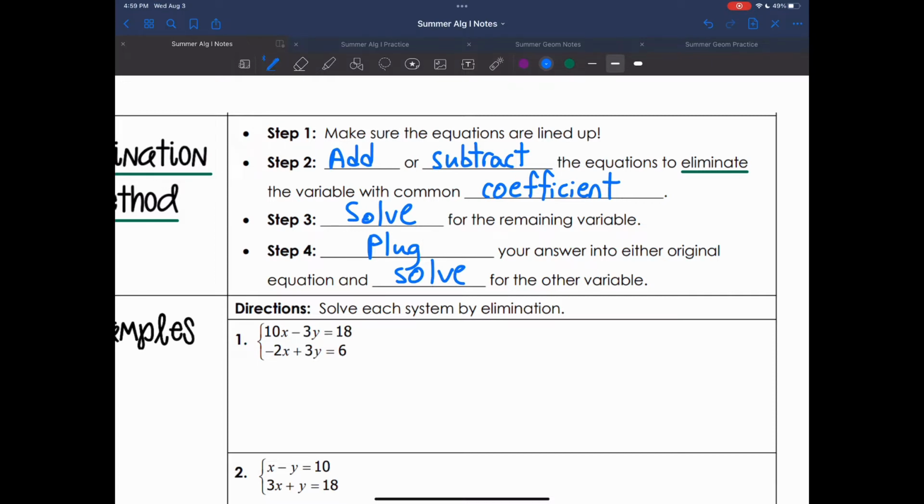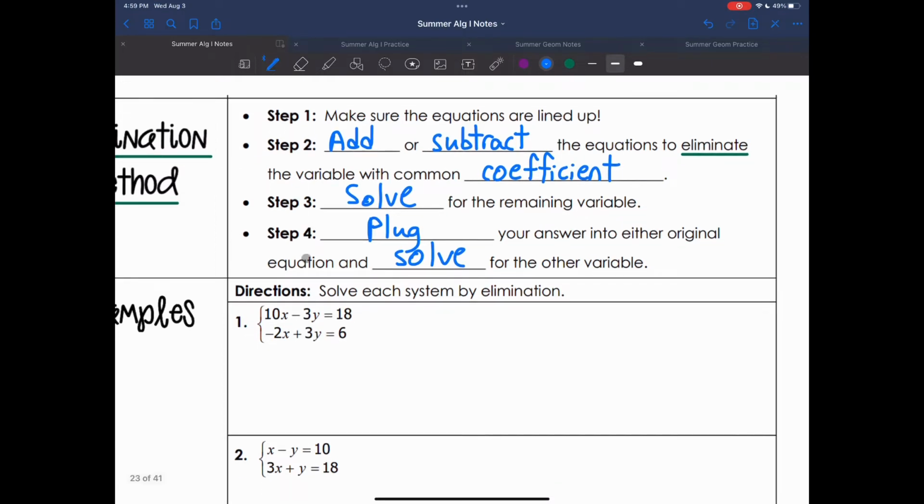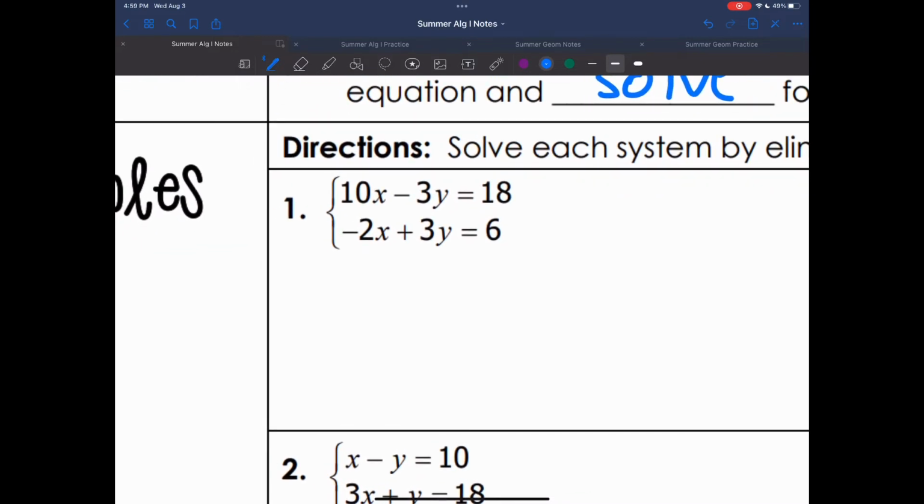All right, let's jump in here and make sense of this little 4-step process. Okay, so step number one says to have everything lined up, which we have, and then step number two says you're either going to add or subtract your equations. Now, I'm going to go ahead and just tell you for this first one, it's going to be best if we add them, and I will show you why as we solve it.